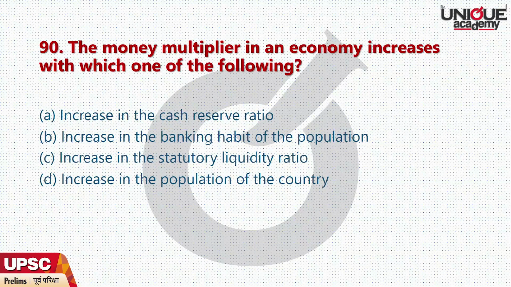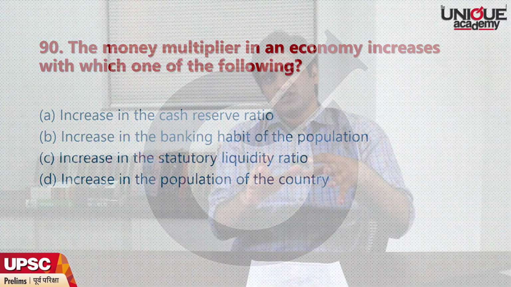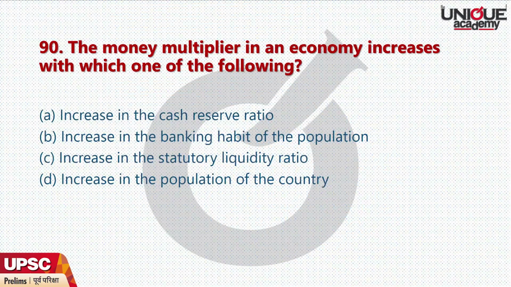So let us analyze the options. Increase in cash reserve ratio. If you are increasing the cash reserve ratio, what is going to happen? The amount of deposit that the banks have to keep with them increases, and the amount of money they have to lend will decrease. So you're not increasing the money supply, you're decreasing it. Let us analyze option C, increase in the SLR, statutory liquidity ratio. Again, if you're increasing the SLR, banks have to compensate for it by keeping more in reserves. So again, this is not going to increase the money in the economy.